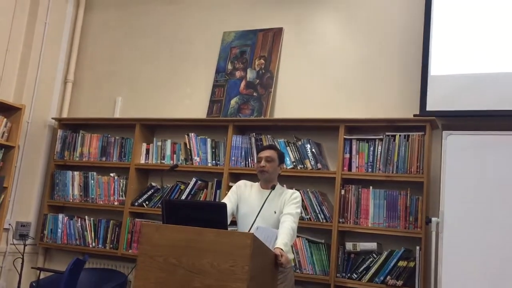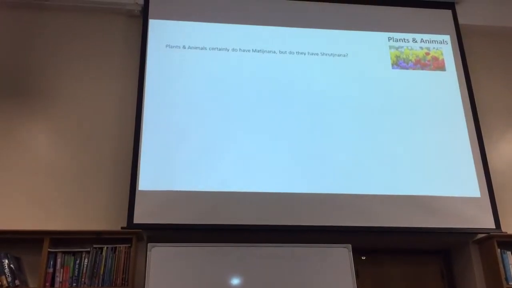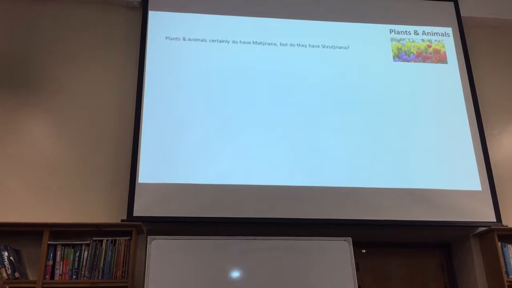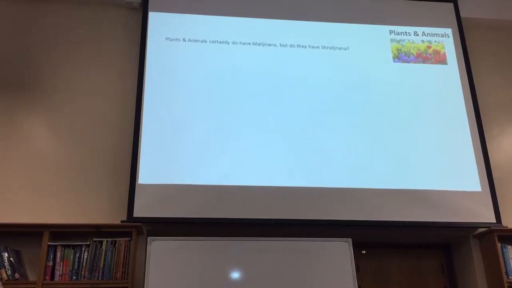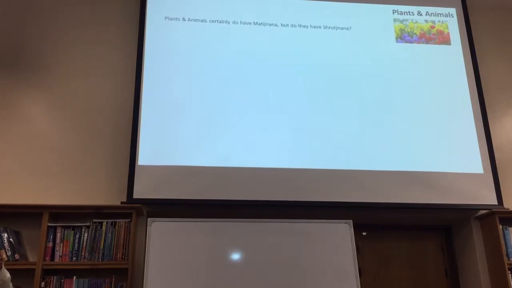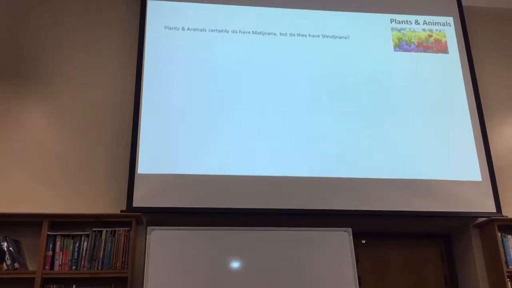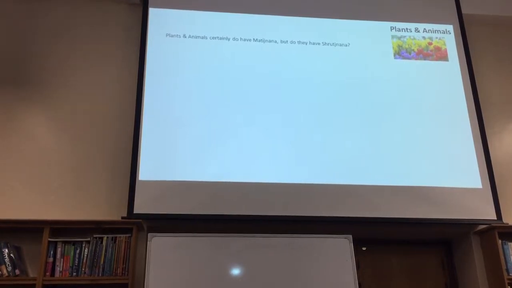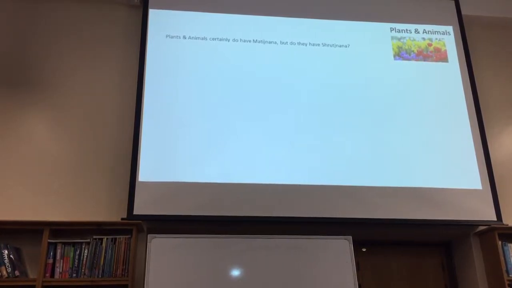Important question: do plants and animals have Matignan? Plants and animals certainly do have Matignan. And why do plants have it? Because it's either knowledge through the senses or through the mind. And we all know that, at least if nothing else, even plants have a sense of touch. Ekindriya, Beindriya, Treindriya. So at the very least, plants do have sensual knowledge.